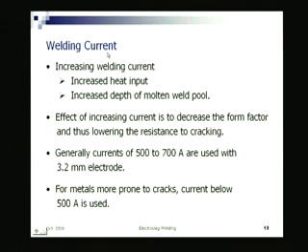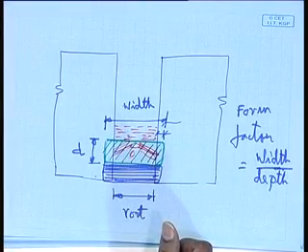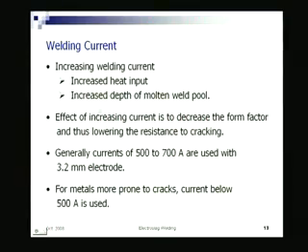Okay. That is because if I increase the welding current, it will increase the depth of the molten weld pool. This depth increasing means form factor reducing, but we do not want to reduce the form factor. It has to be kept as high as possible, so the welding current is kept low. That is how we see the effect of increasing current is to decrease the form factor and thus lower the resistance to cracking. So, generally currents in the range of 500 to 700 are used with 3.2 millimeter electrodes. That means, you do not really go for very high amperage.